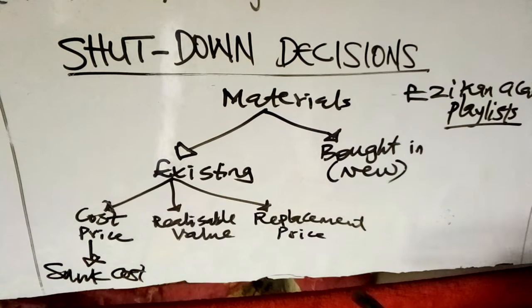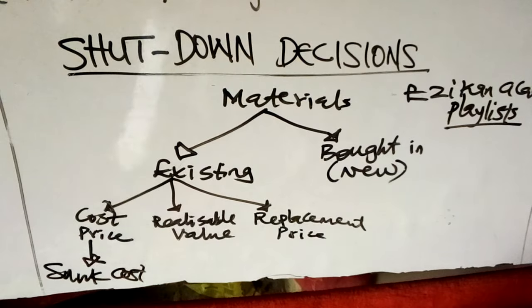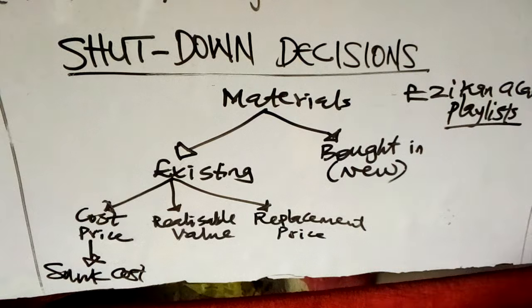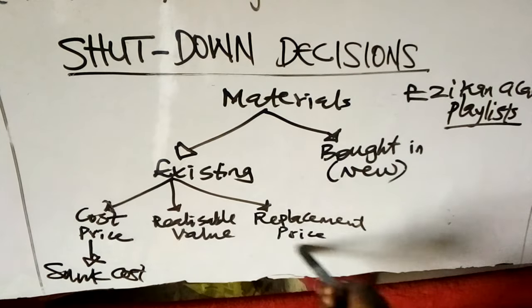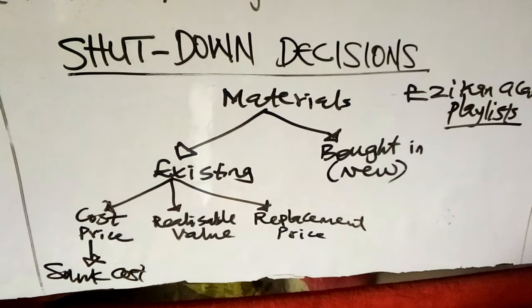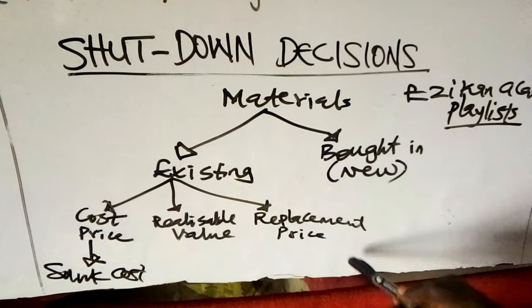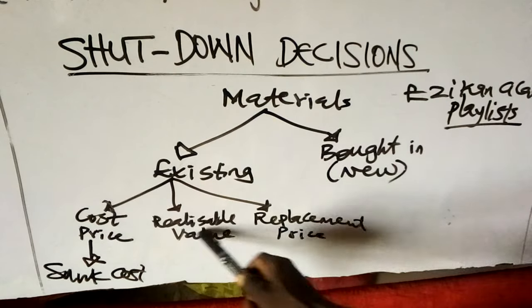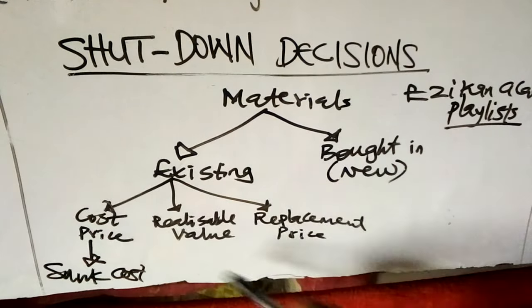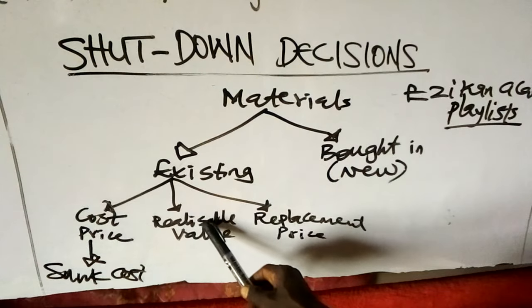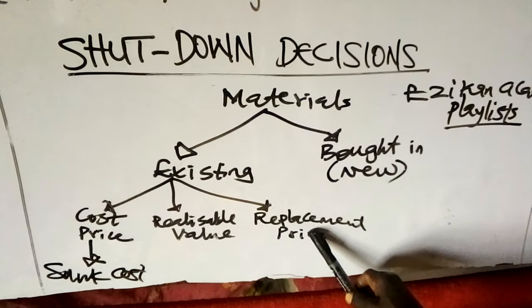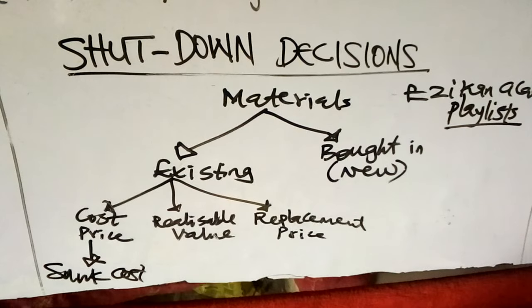But where that material is regularly used, the moment the existing one is exhausted, you have to buy another one. In that case, the replacement price will be the relevant cost. Please always watch out for the wordings in the question. The cost price is not relevant; you use the realizable value where it is no longer needed or required, but where it is regularly used, you use the replacement price.